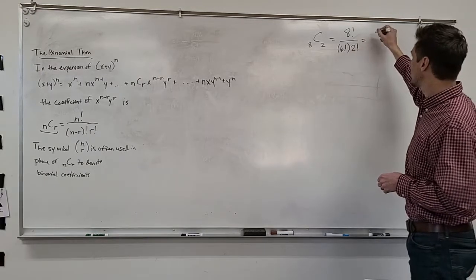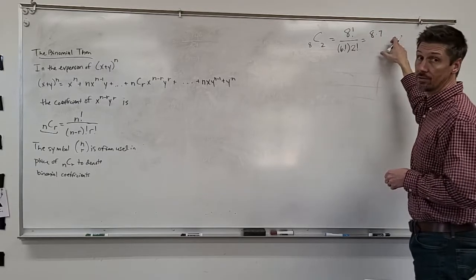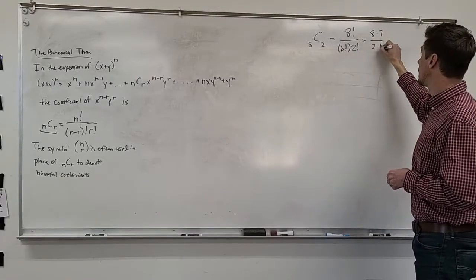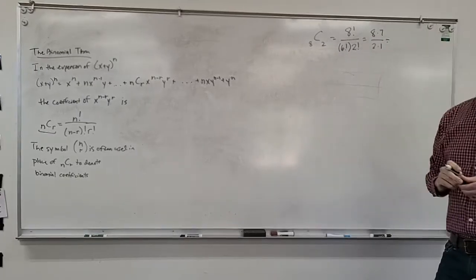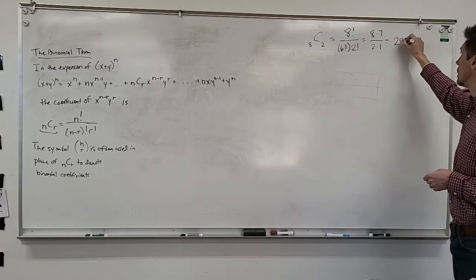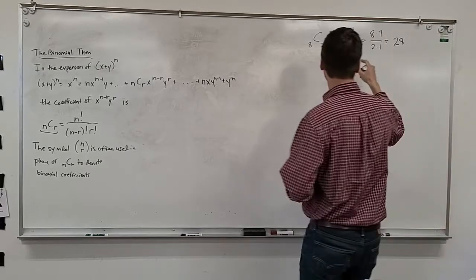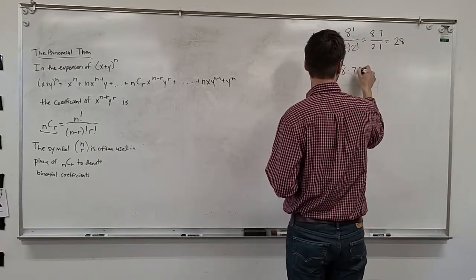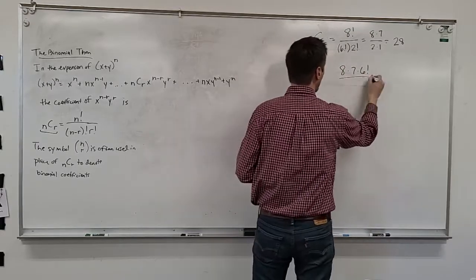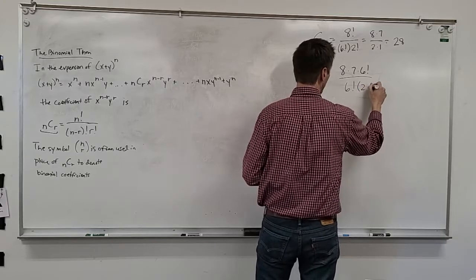So what's going to cancel out here on top? We're just going to have 8 times 7, because that's 8 times 7 times 6 factorial, and that'll cancel out with this 6 factorial. And then on the bottom, we'll just have 2 times 1. Does everybody see how I got that? And then the number is 28. So recognize that the top here is 8 times 7 times 6 factorial, and then we've got 6 factorial on the bottom, and 2 factorial is the same as 2 times 1.